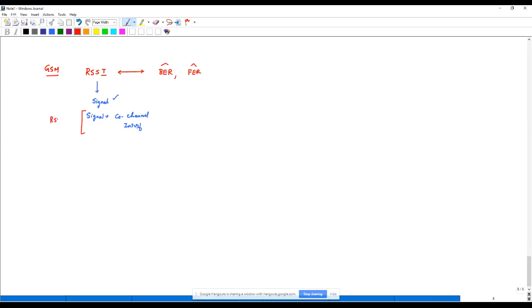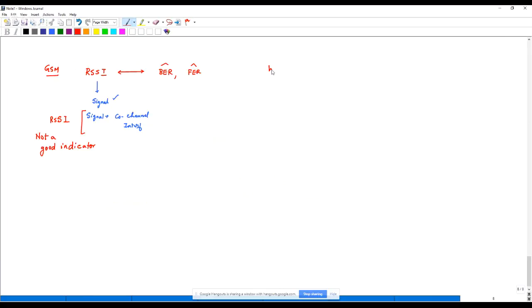So in this particular scenario, RSSI is not a good measure. RSSI is not a good indicator of channel quality. The reason is that, yes, you are getting a lot of signal, but what is coming in is a signal mixed with interference. So in that case, what would be a better indicator?